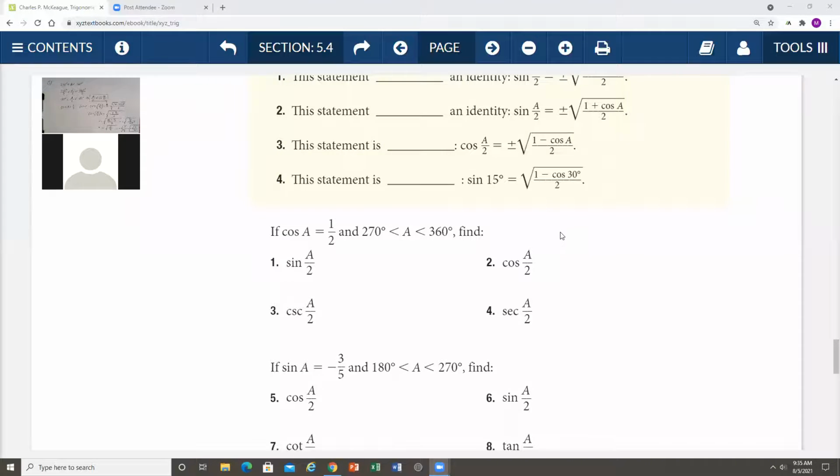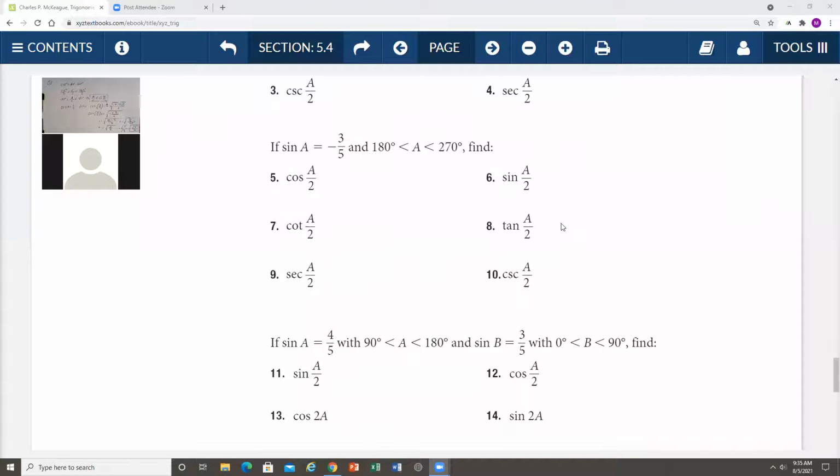So this is number 2 in the homework for section 5.4 here. All right, let's go onward here. One like number 6: the sine of some angle A is -3/5. Angle A is to be greater than 180 degrees and less than 270. They want you to find the sine of A over 2.